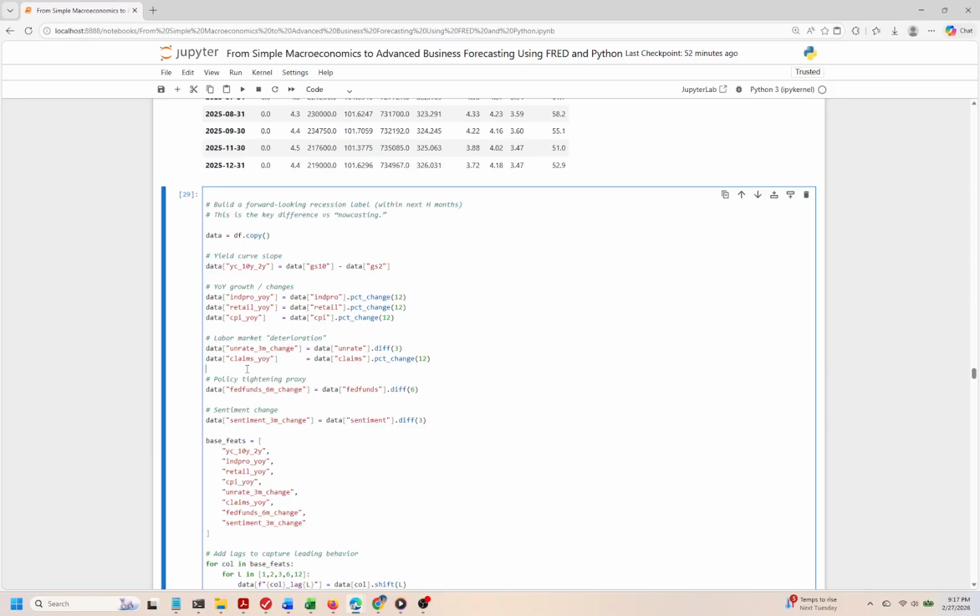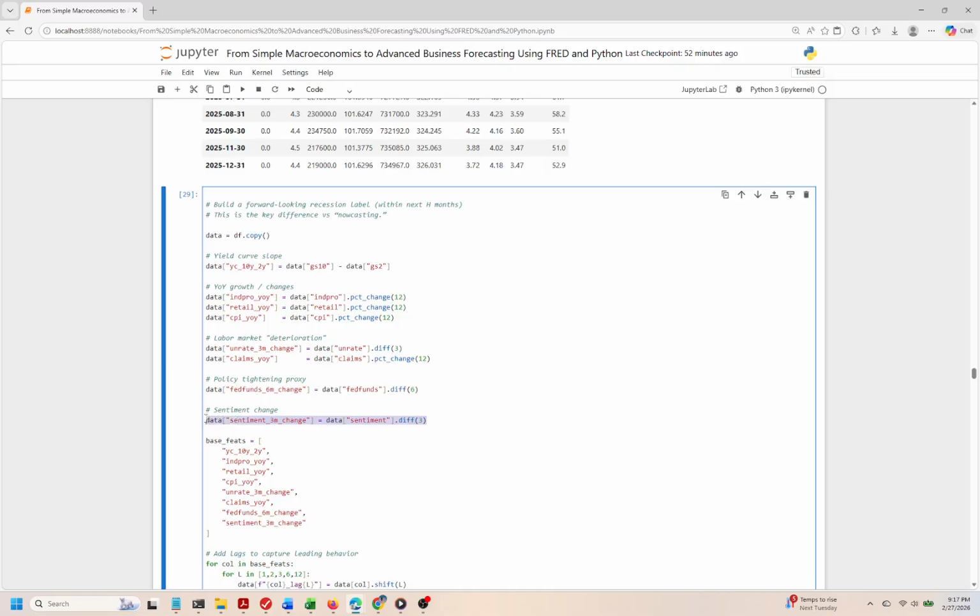We examine labor market conditions by calculating changes in the unemployment rate over 3 months, alongside the year-over-year changes in unemployment claims. These variables provide a snapshot of shifts in employment, which tend to precede economic downturns. Additionally, we assess monetary policy by measuring changes in the federal funds rate over a 6-month period, reflecting how central bank actions may influence economic conditions.